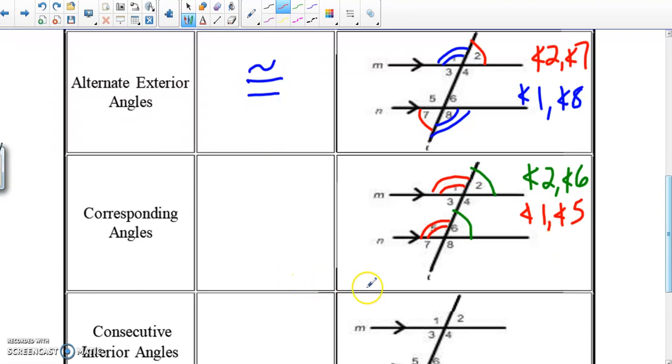Okay, so what I want you to do for a second, I want you to pause the video. I want you to find the other two pairs of corresponding angles and write them down below. All right, so go ahead and pause, try that out, and see how you do.